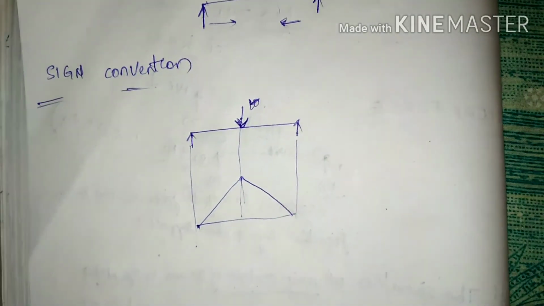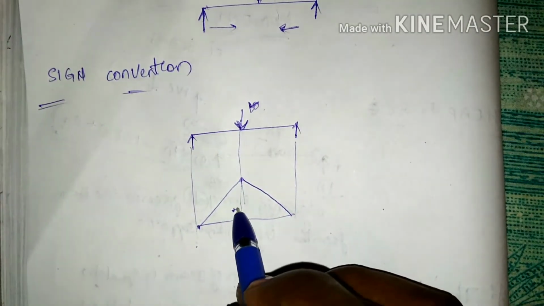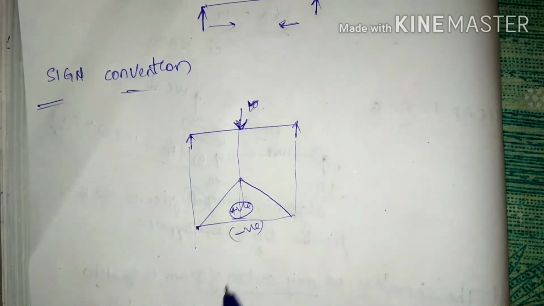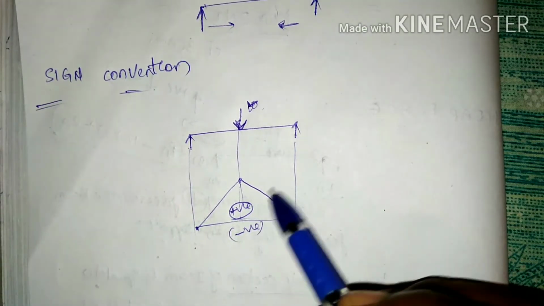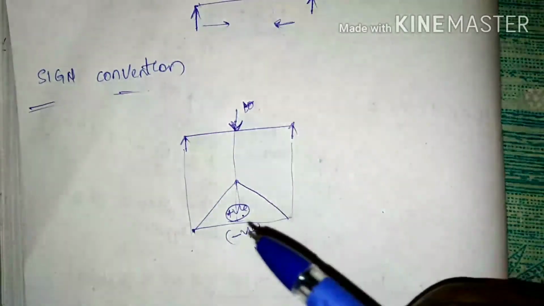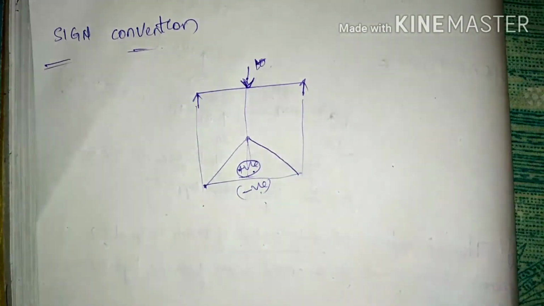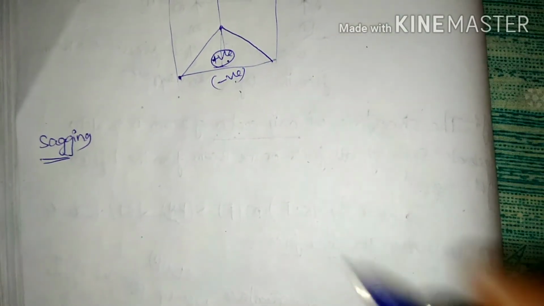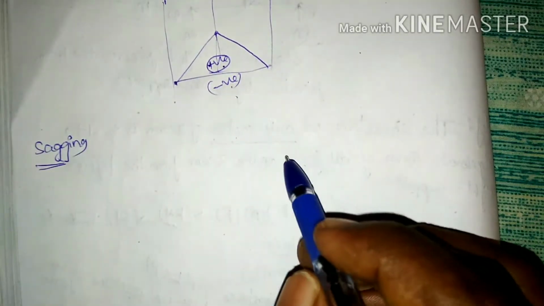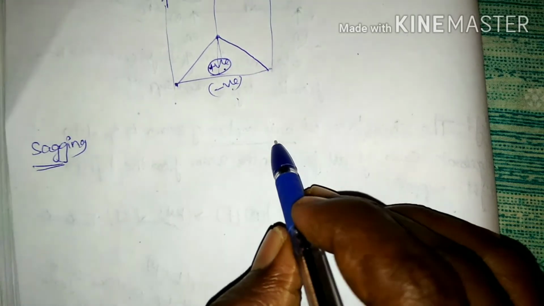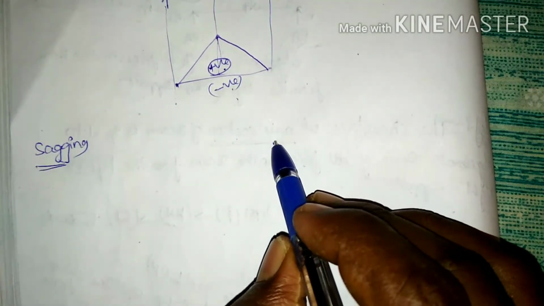So that we can tell whether it is a positive shear force, positive bending moment, or negative bending moment. To find out the positive bending moment and negative bending moment, we have two sign conventions, that is sagging and hogging. Let us discuss what is sagging and what is hogging. We already studied in our 10th class, or it is basic knowledge, what is convexity and what is concavity.